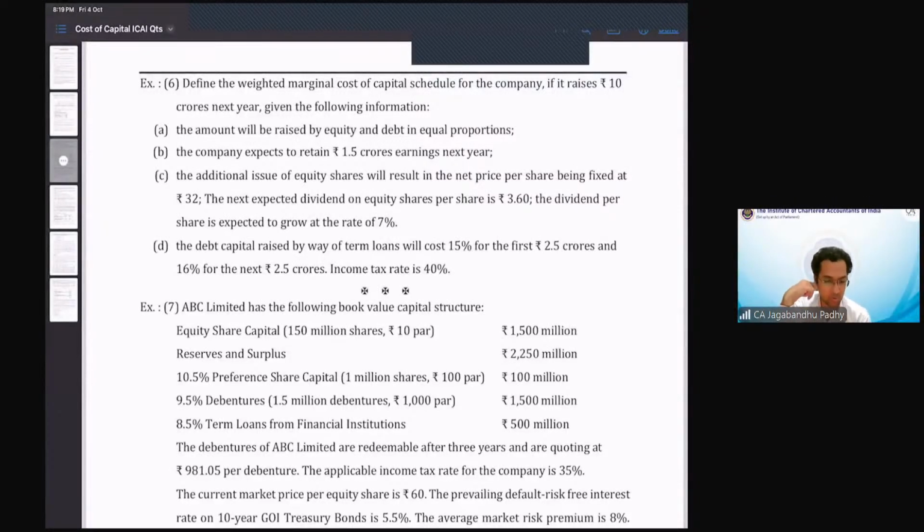The amount raised by equity is in equal proportion to the company's extended 1.5 crores. Additional equity shares will result in net price being fixed at 32. The net expected dividend on equity.